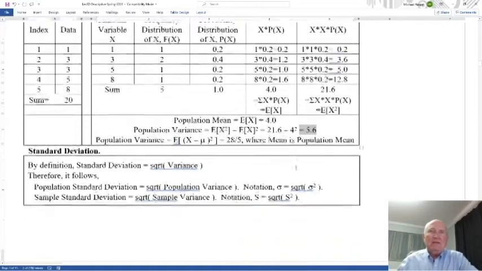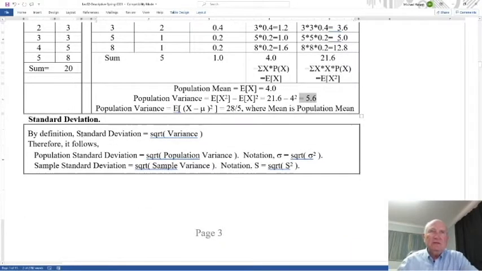Okay, now then, standard deviation. By definition, the standard deviation equals the square root of the variance. That's a definition. Therefore, it follows the population standard deviation is the square root of the population variance. The notation is sigma equals the square root of sigma squared. And the sample standard deviation is the square root of the sample variance. The notation is S equals the square root of S squared.